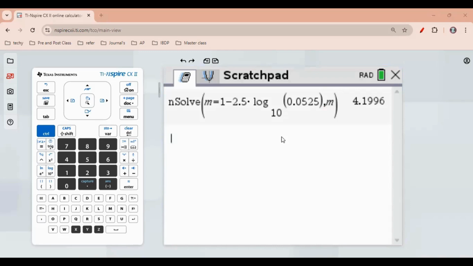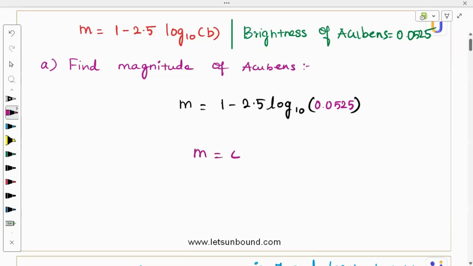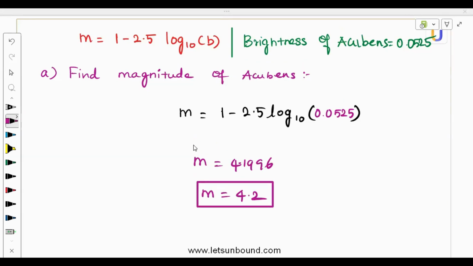Right, I'm switching to the solution page now. Okay, what I got for m? 4.1996. So approximately we can just say 4.2. This is magnitude of Acubens. Right? That's simple. Now next part.